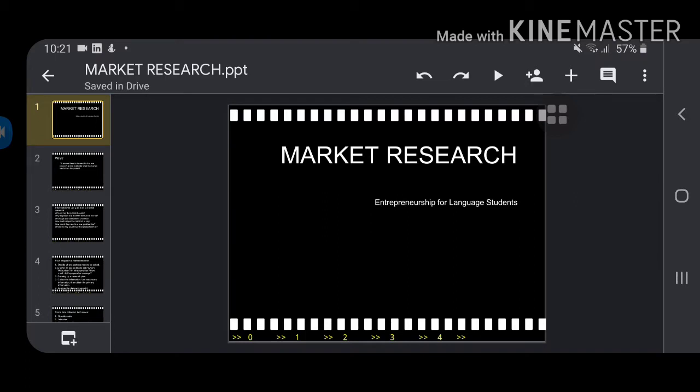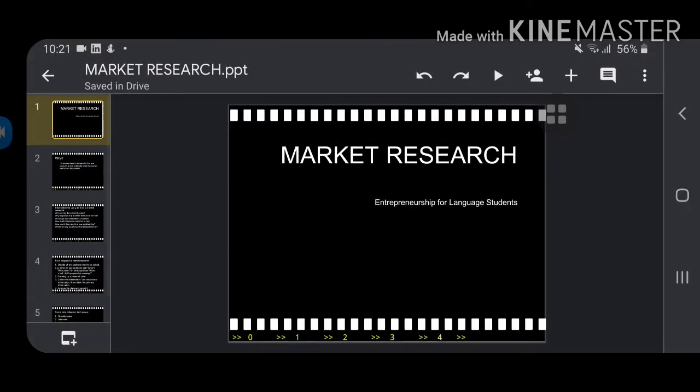What is market research? Simply, a research that is aimed at the market. By market here, I mean the target market, the people that you are going to sell your products or services to, the people that you are going to persuade to enjoy your service or benefit from your product.